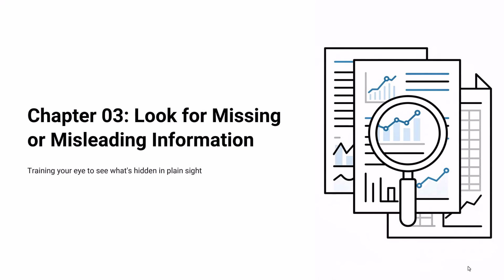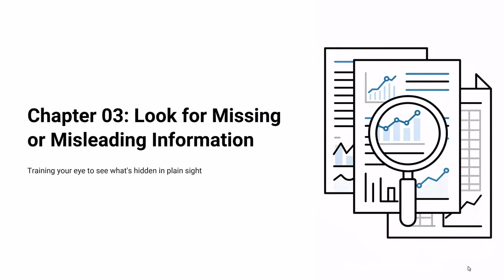Welcome to Chapter 3 of the Clever Framework, where we explore the second step. Look for missing or misleading information. This is where we train our eyes to see not just what's in front of us, but what is conspicuously absent. And that's often where the real story lies. Missing information is frequently harder to spot than incorrect information, but it can distort conclusions just as severely.